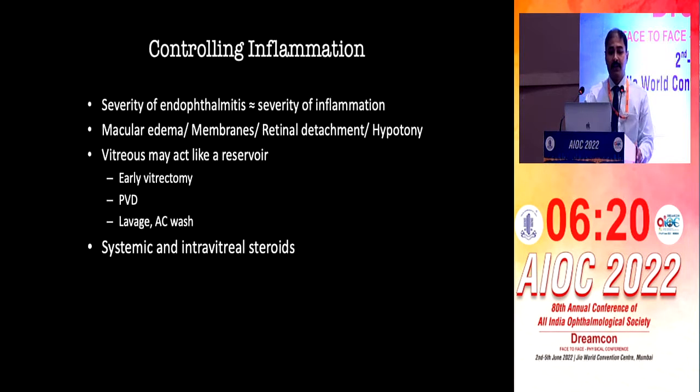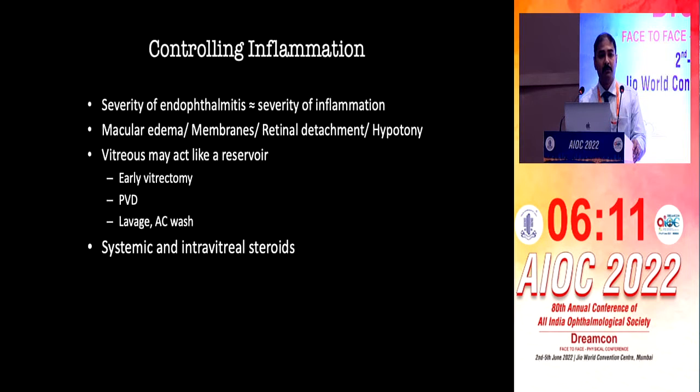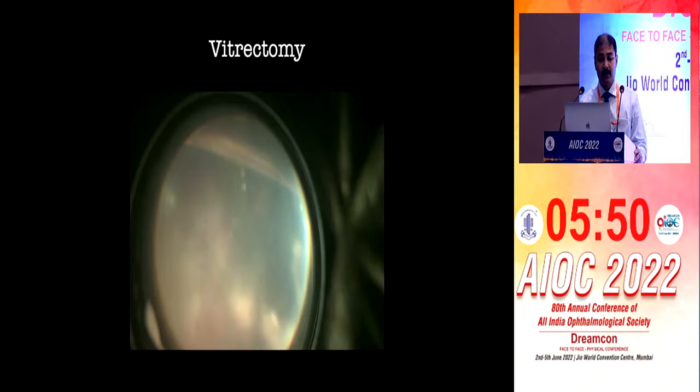Controlling the inflammation is very, very, very important because sterilization alone is not responsible for giving you a good outcome. Macular edema, membranes, retinal detachment, and hypotony, all of them can result from inflammation. And vitreous acts as a reservoir for inflammatory mediators. So that's how early vitrectomy helps. I always induce a PVD. It's a controversial thing, but I almost always induce a PVD if I go in. And I use systemic and intravitreal steroids very frequently.